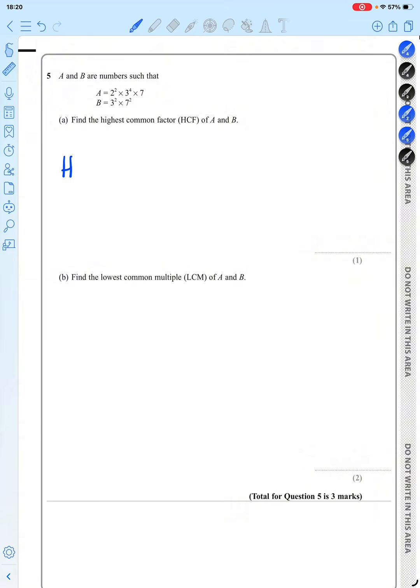So highest common factor in this case. What we're going to do is take only the factors they have in common with the lowest power. They have 3 in common and 7 in common, right? 2, they don't have in common because B doesn't have 2. So we take only the ones they have in common, in this case 3 and 7. So basically 3 times 7.